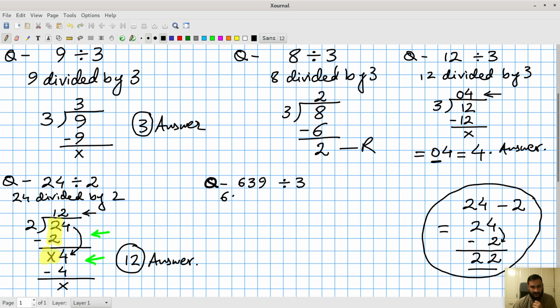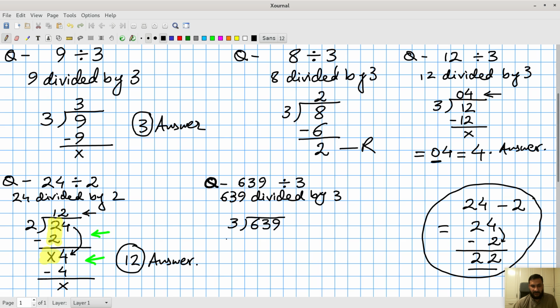First we write 639 divided by 3, and this is how it's done. We write 6, 3, 9 inside, we write 3 outside. Since this is a single digit divisor, we first take the first single digit inside the division sign, and we see if this is greater than or equal to 3. Yes, 6 is greater than 3.